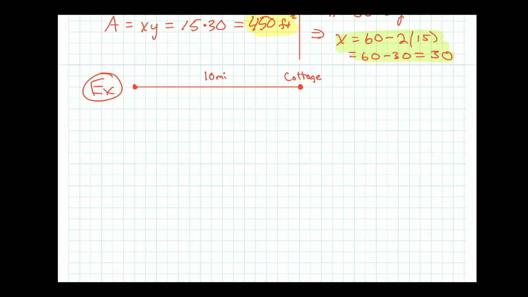Cottage cheese. Do you like cottage cheese? I feel like I do right up until I buy it and then try to eat it, and then I don't anymore.